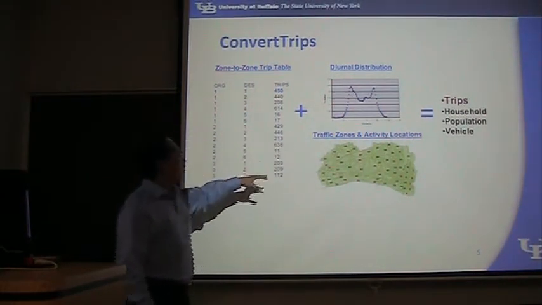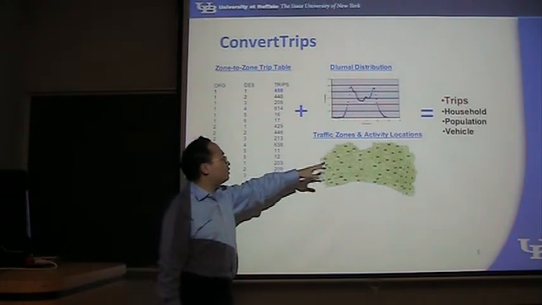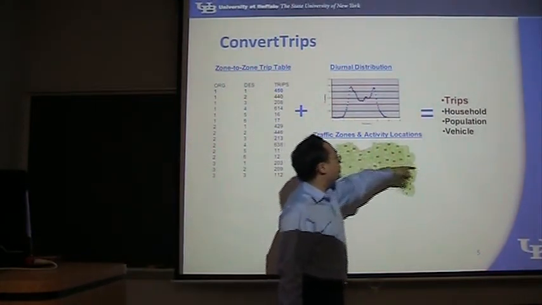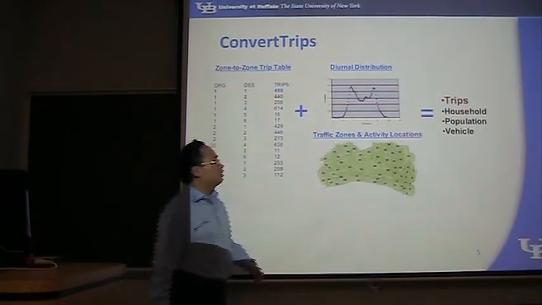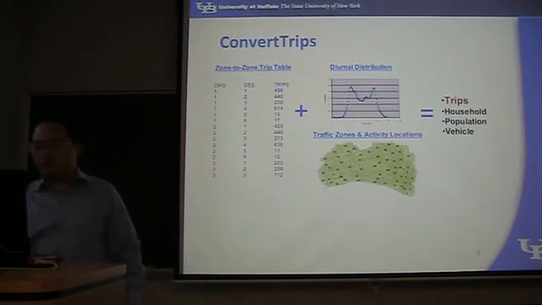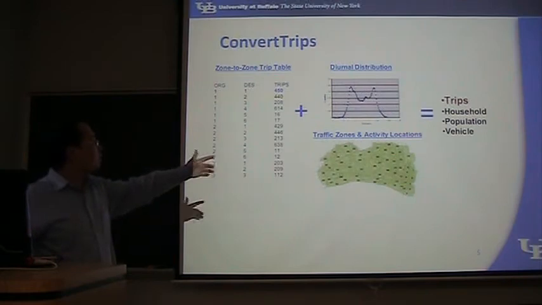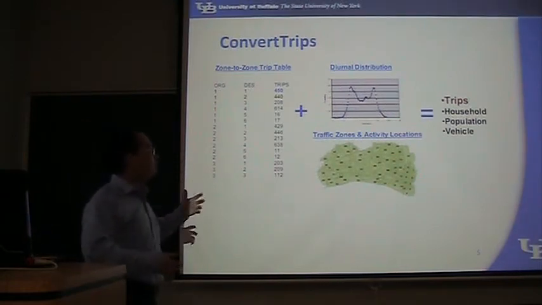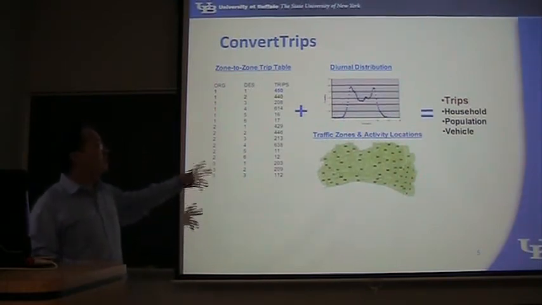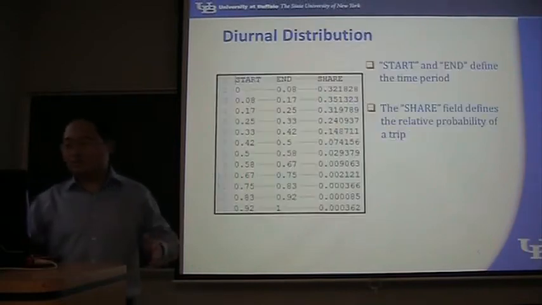With those 3 input data, we can run ConvertTrips, and we can generate 4 files. The first one is called trips. The second one is called household. Then we have population and vehicles. They are going to be used in following steps.